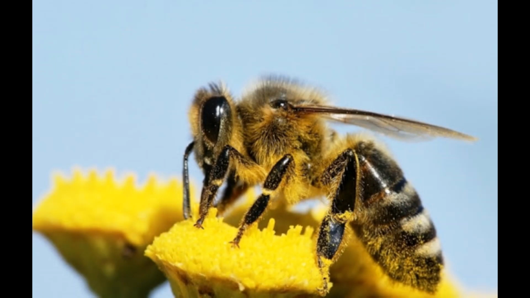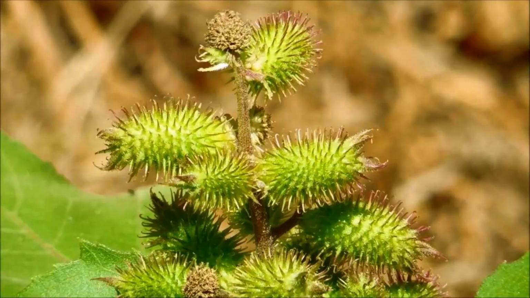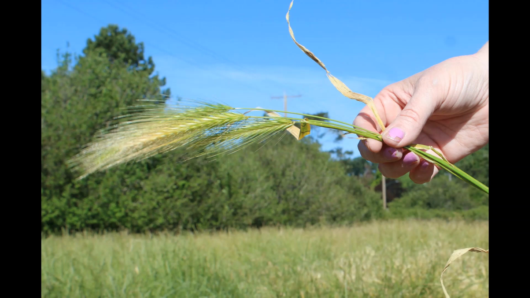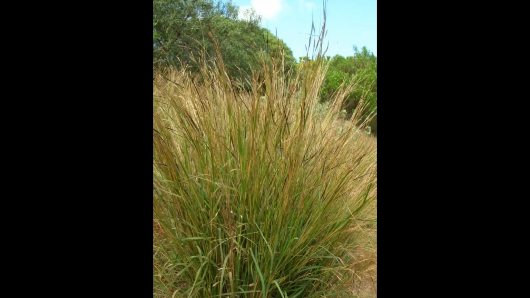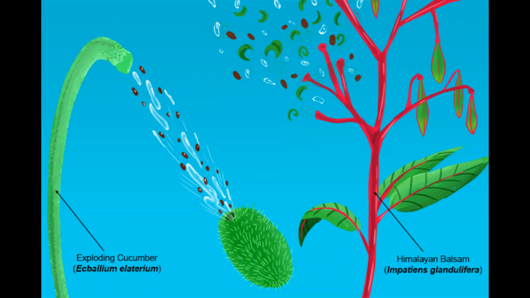Again, there are some weeds like xanthium, speargrass. They have special hook-like structures. You have seen when you go through a field, sometimes seeds of these plants get stuck in your skin or in your clothes. They attach to the clothes of human beings and get carried away to long distances.